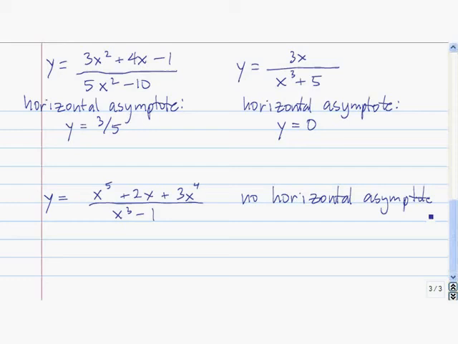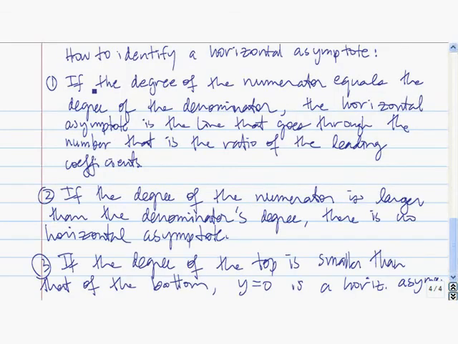Let me summarize these observations for you. If the degree of the top and the bottom is the same, then the line that goes through the ratio of the leading coefficients is the horizontal asymptote.